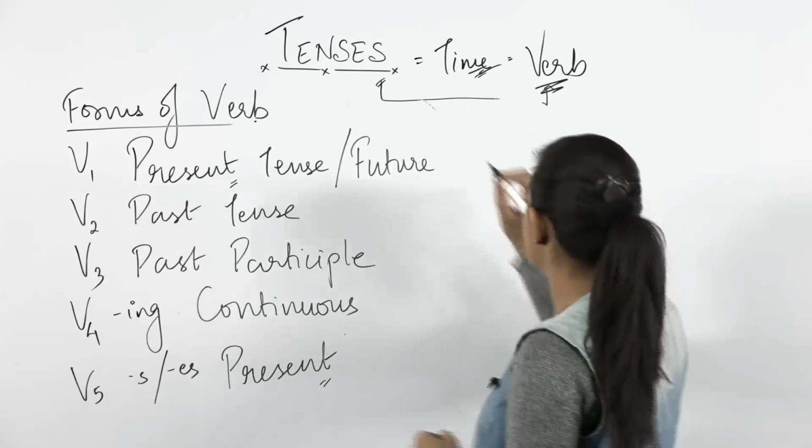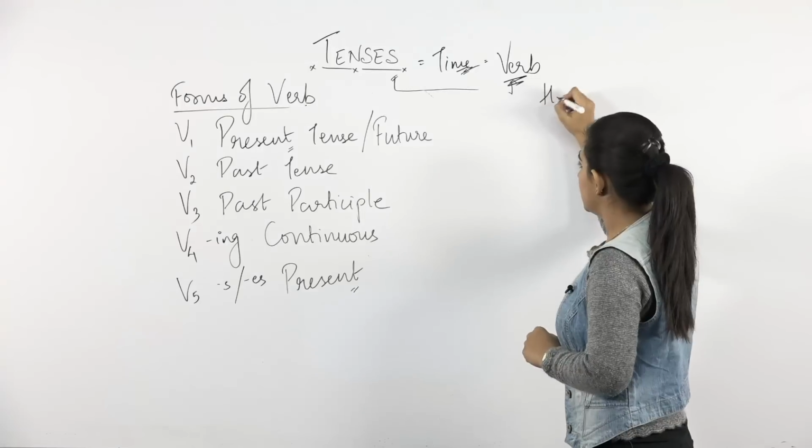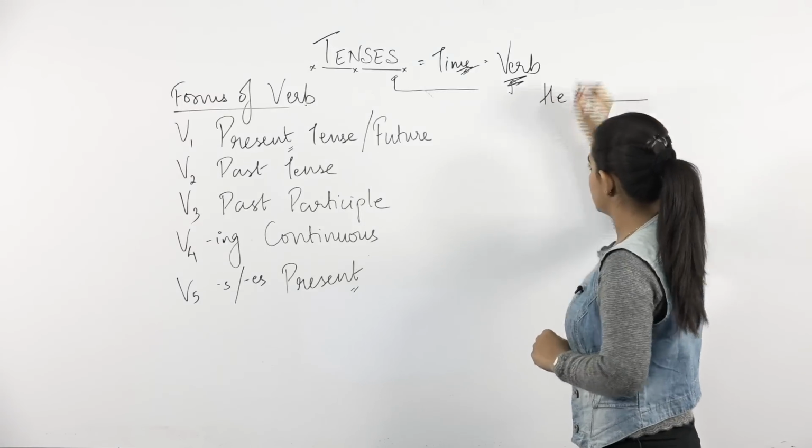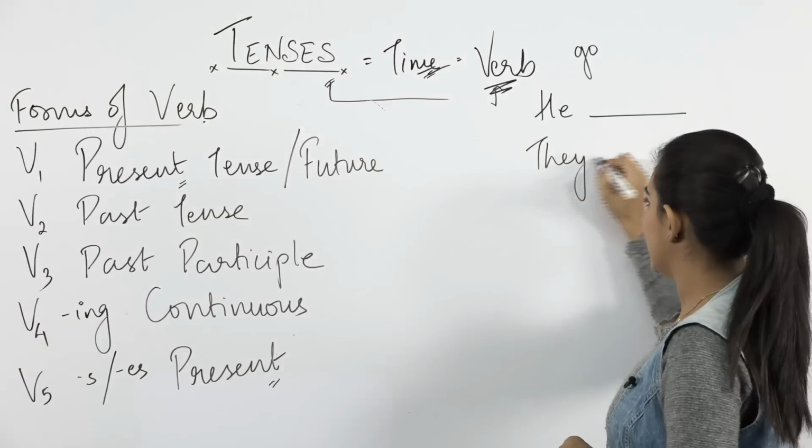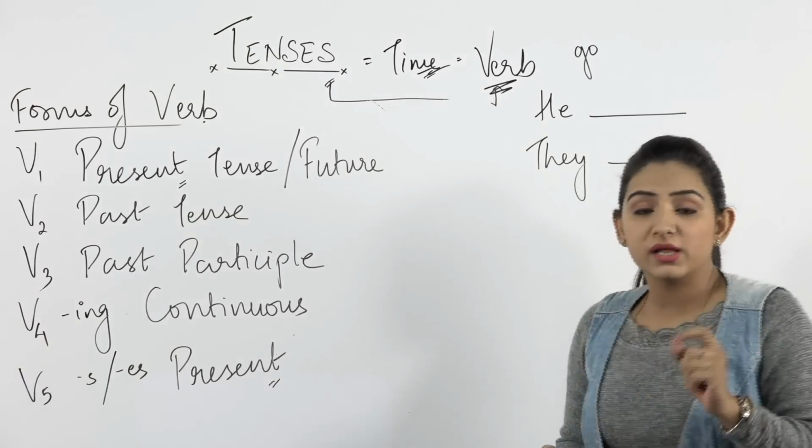The difference is, if I say "he dash", now here you have to use go with this, okay? And if I say "they dash", what will you write?